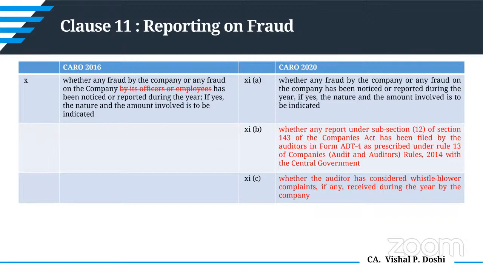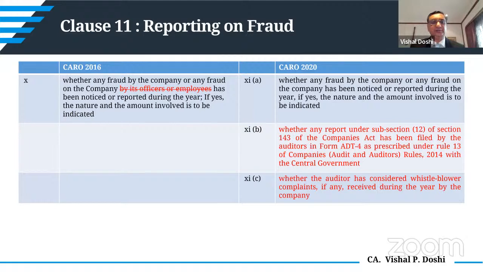Under 11A, fraud. If you see, there has been very extensive reporting now required, very onerous responsibilities cast on the auditor. Earlier, it was fraud on the company by its officers or employees. Now that officers or employees has been removed, which means fraud on the company by anybody, any third party, including officers or employees, has to be reported under 11A now.